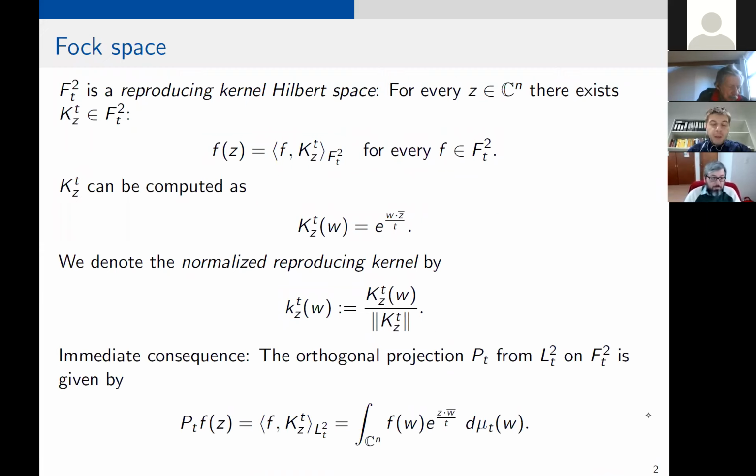And an immediate consequence of the existence of the kernels is that the orthogonal projection from the L^2 space to the Fock space is pointwise just given by pairing the function with the reproducing kernel. And this in turn can be written out as this integral operator. This is all I want to tell you on the Fock space. There's of course a bunch of more stuff I could tell you, but let's keep it to the very minimum.